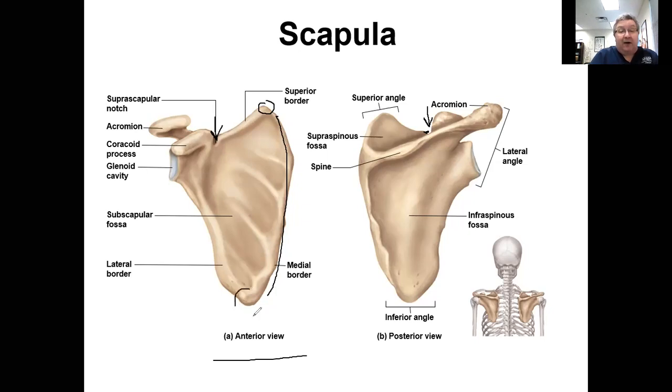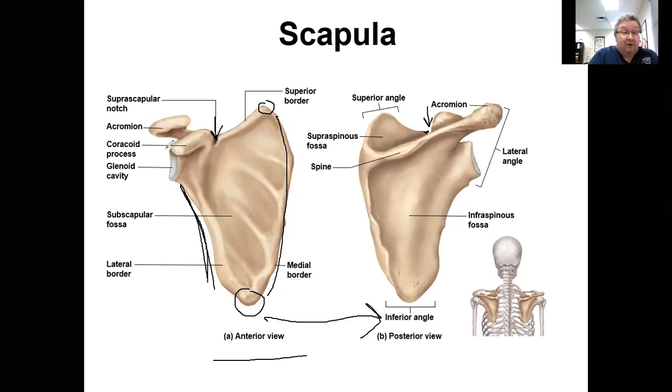This bottom right here is the inferior angle. Right here is the lateral border of the scapula. And again, many muscles come off of that area too, such as infraspinatus, teres minor, and teres major.